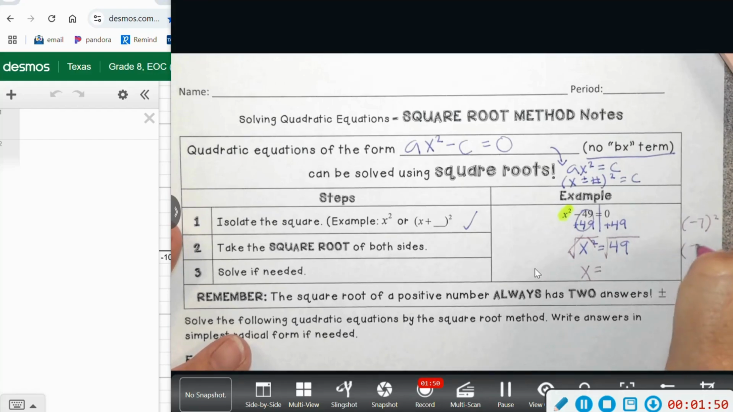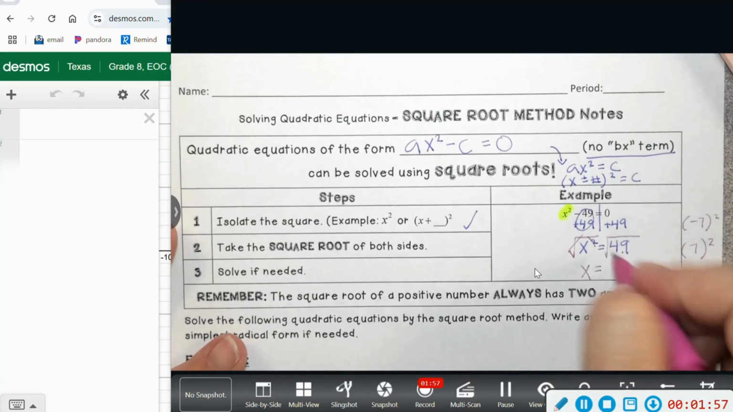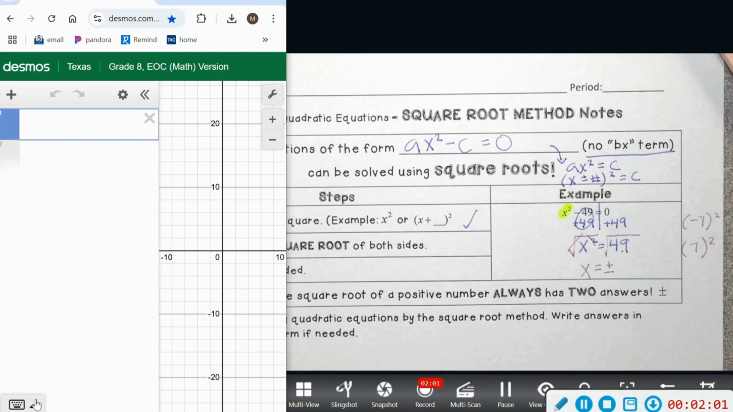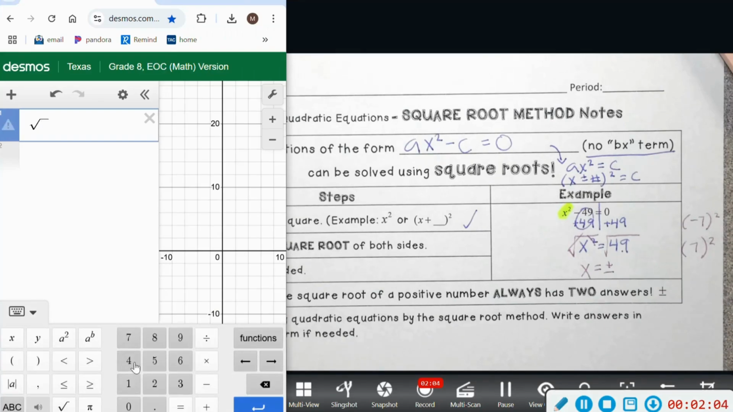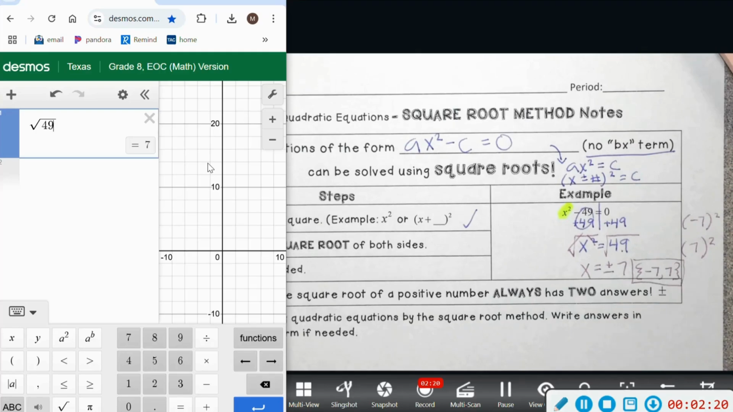49. And what's positive 7 squared? So could both of those give you this? That's why anytime we take the square root, we're going to put a positive and a negative. And if I type the square root of 49 here, does it give me 7? Yes, so that's why this is this. However, because I have 2 answers, I have to separate. So my answer is negative 7 comma positive 7. Any questions with that?